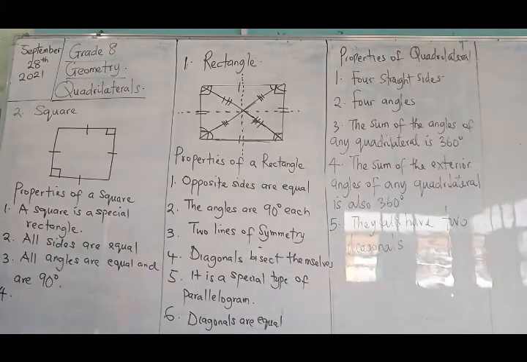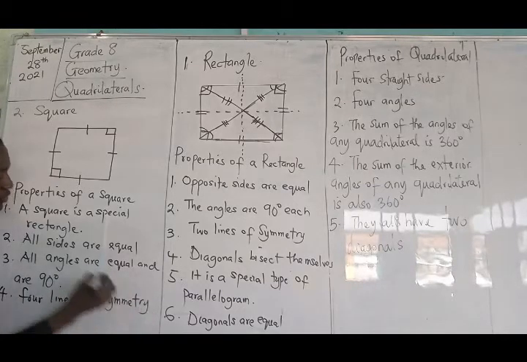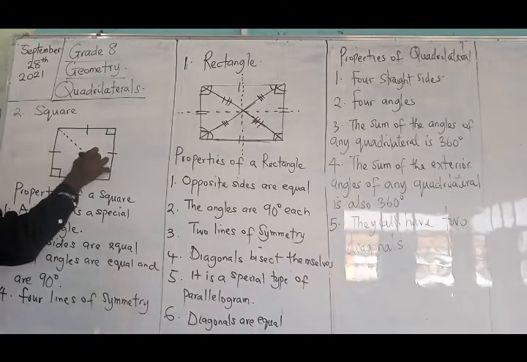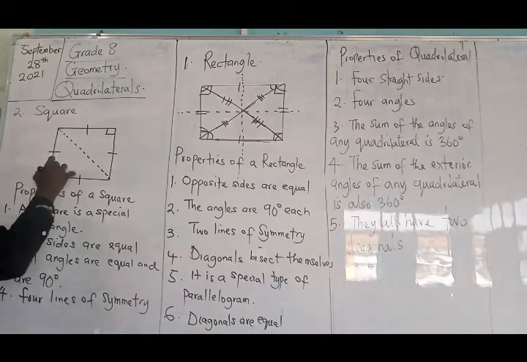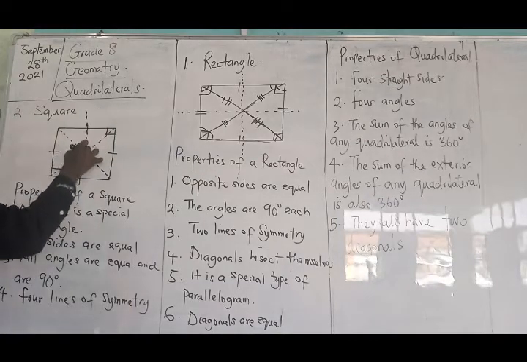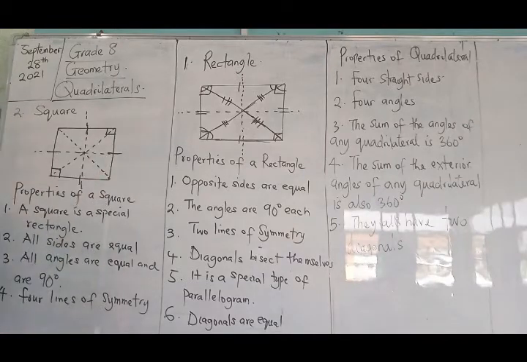Number four, what other properties can we get out of here? We can look at the lines of symmetry. We have 4 lines of symmetry. Now let's identify the lines of symmetry. The diagonal position is a line of symmetry. The other diagonal position is a line of symmetry. This cuts like this, another line of symmetry, and this cuts like this, another line of symmetry. So we have what? 4 lines of symmetry.